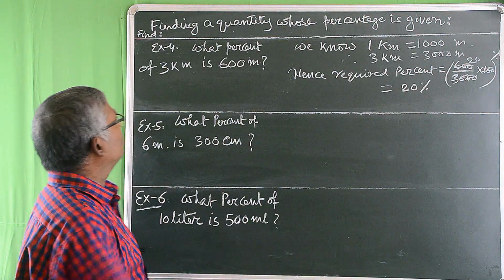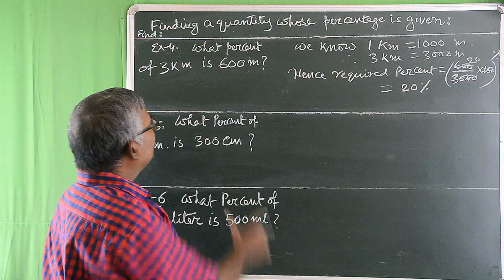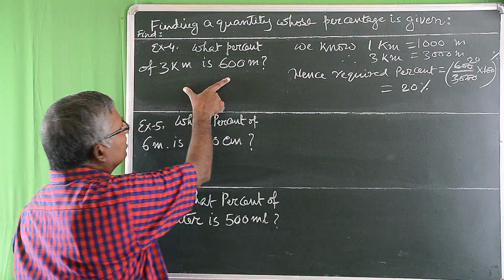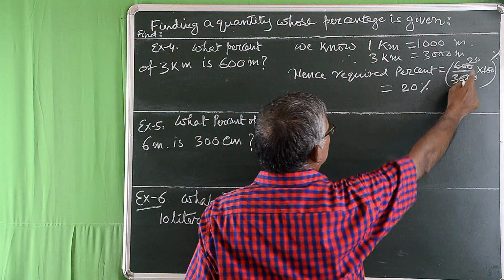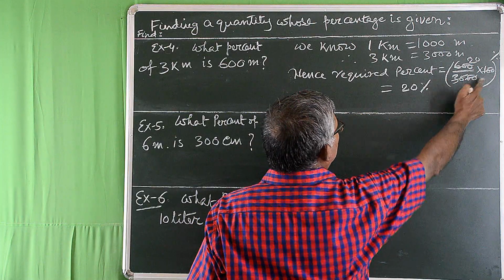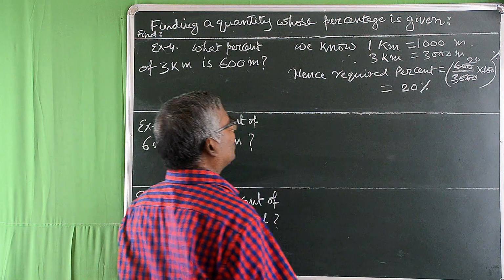Students, here two numbers are of same kind, so we can compare them and we can write required percentage equal to 600 meter by 3000 meter into 100%. Therefore it is 20%.